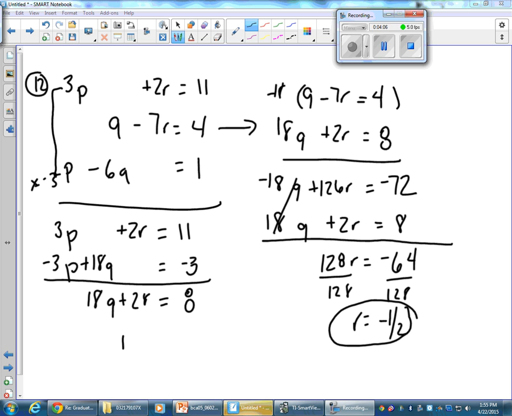18Q plus 2 times negative 1/2 equals 8. So that's 18Q. 2 times negative 1/2 will be minus 1 equals 8. Add 1, you get 18Q equals 9. Divide by 18, you get Q equals positive 1/2.